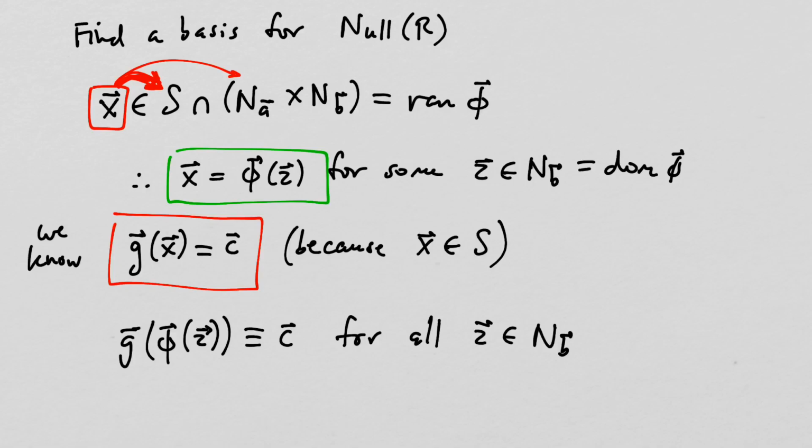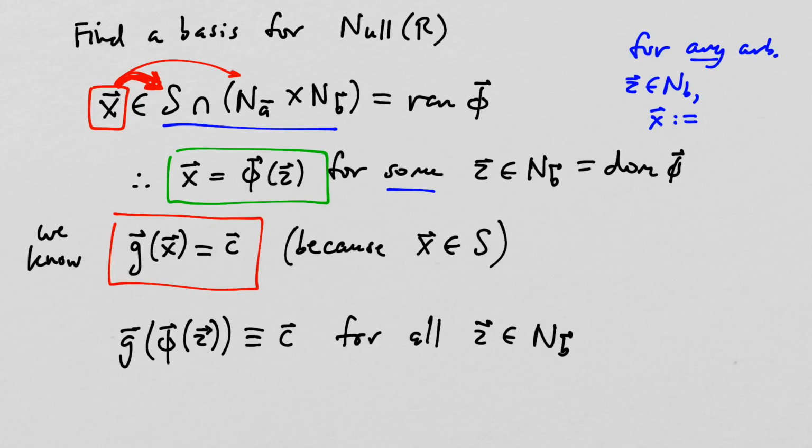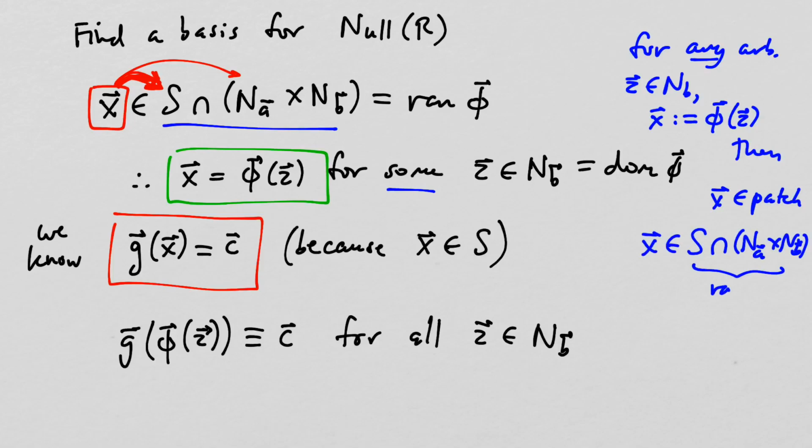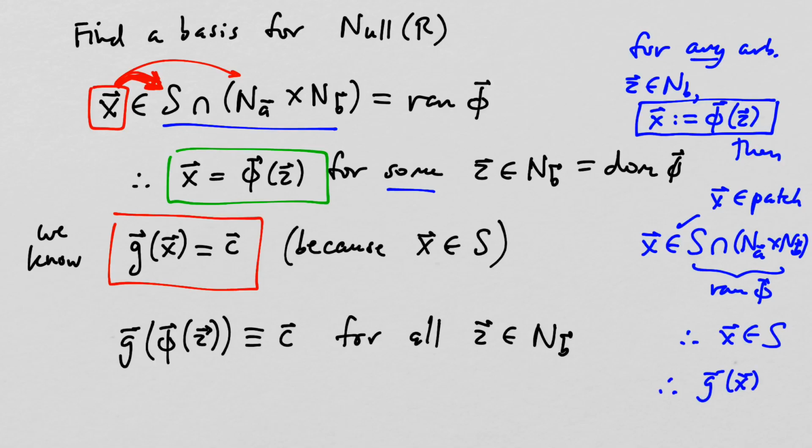Okay, I did this slightly wrong. I started with the x in this patch and said that x is equal to phi of z for some z. But the thing is, I can reverse the reasoning. I could say for any arbitrary z in this neighborhood, if I define x as phi of z, then that x ends up being in that patch. That x, in other words, ends up being in S intersect this neighborhood. Because after all, this is nothing but the range of phi. Since x is defined as phi of something, it's certainly in that range. And in particular, it's in S. So therefore, g of x must equal c. And therefore, g of phi of z must equal c.